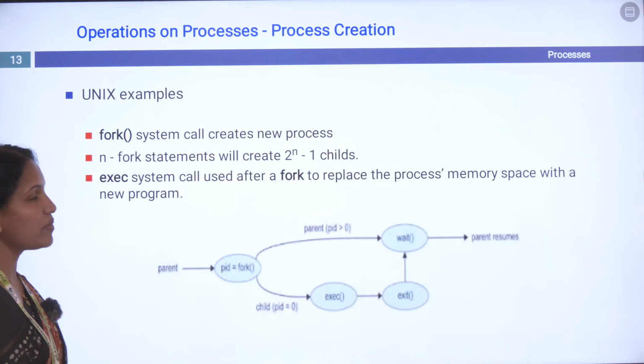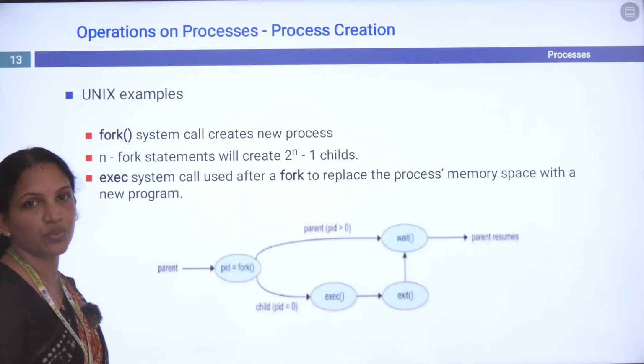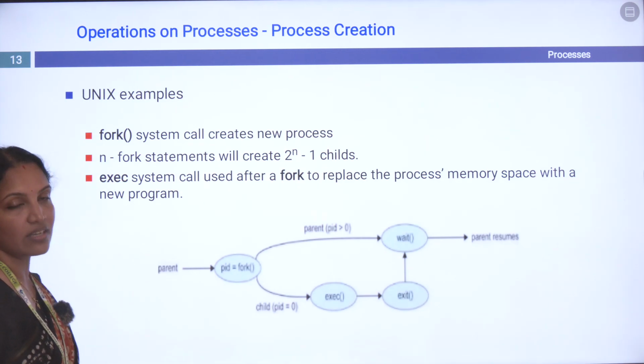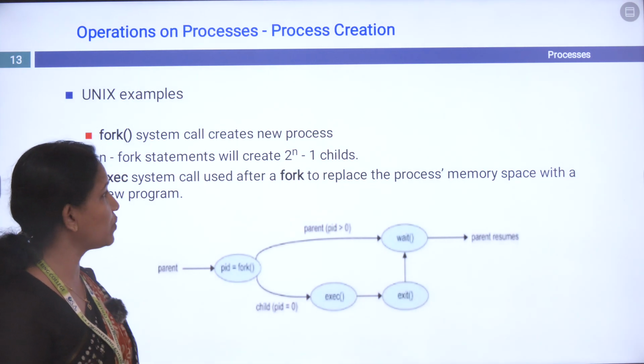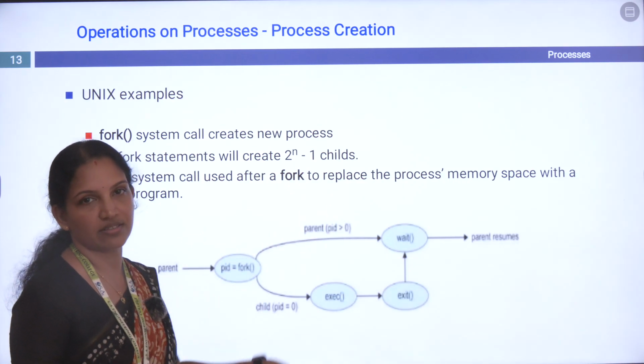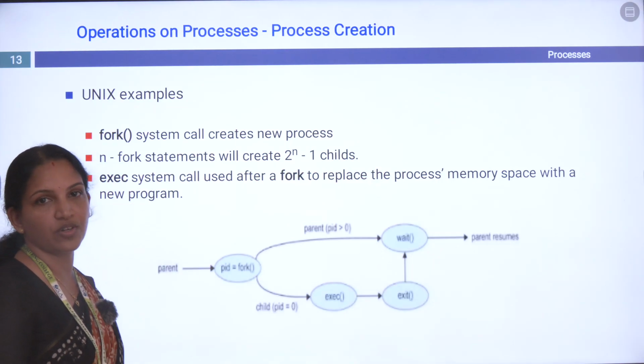Now let's see one example from Unix. In Unix we can use the system call fork to create a child process. If you are invoking fork n times, that will create 2 to the power n minus 1 children. That is the formula for calculating the number of children.